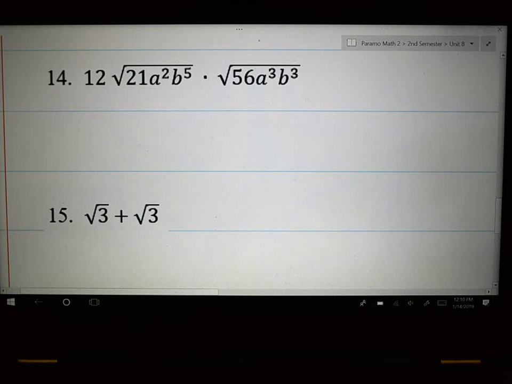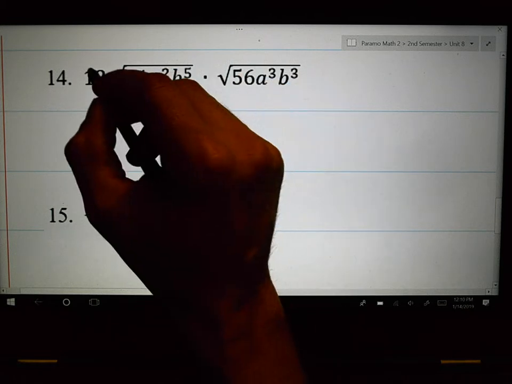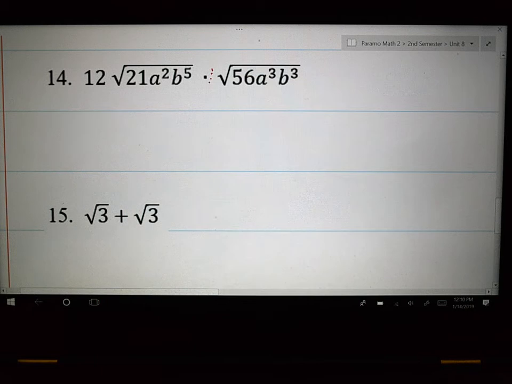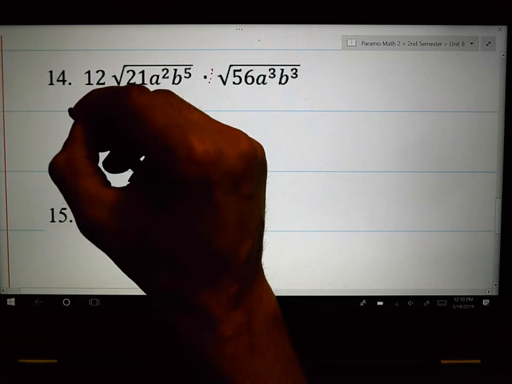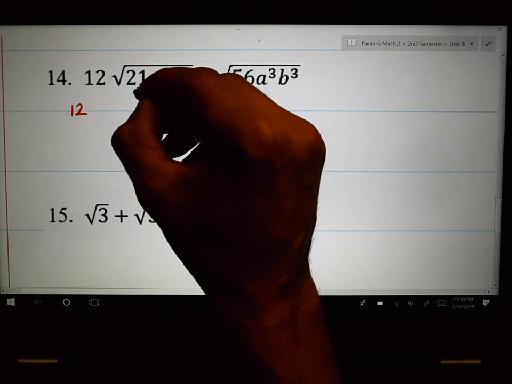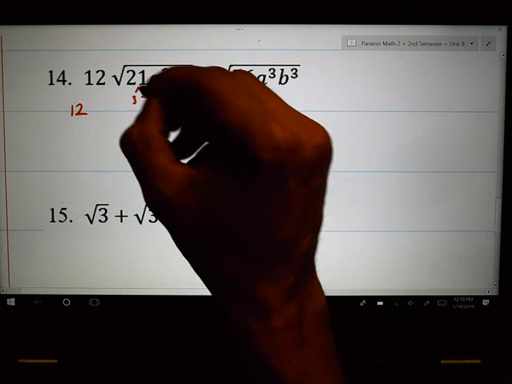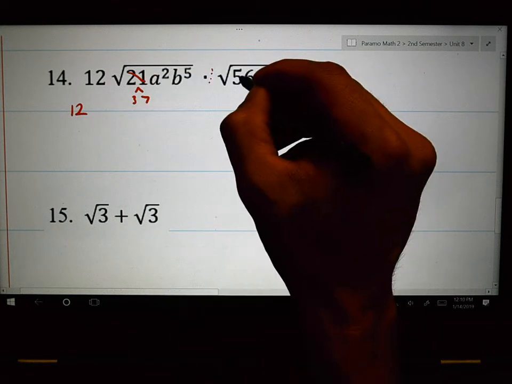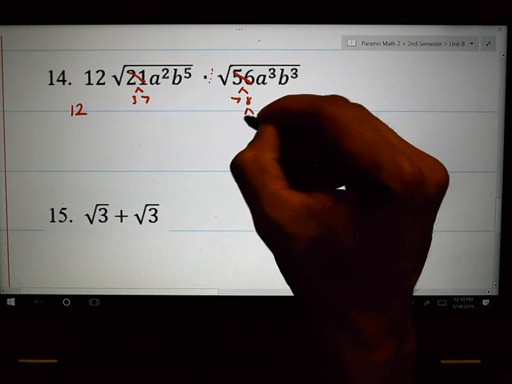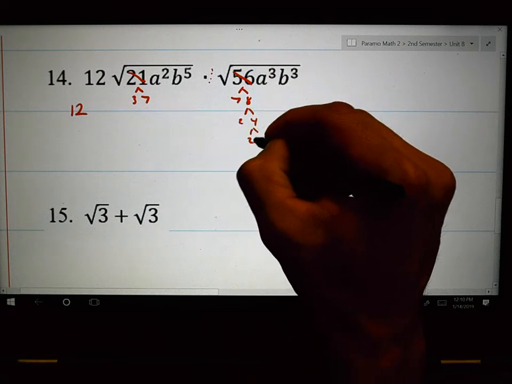Number 14. I'm multiplying. Because I'm multiplying, outside numbers multiply outside numbers. 12 multiplies this number here. It's an invisible 1. 12 times 1 is 12. Inside numbers, I'm going to break this one apart to 3 times 7. I'm going to break the 56 apart to 7 times 8. And break the 8 apart to 2 times 2 times 2.